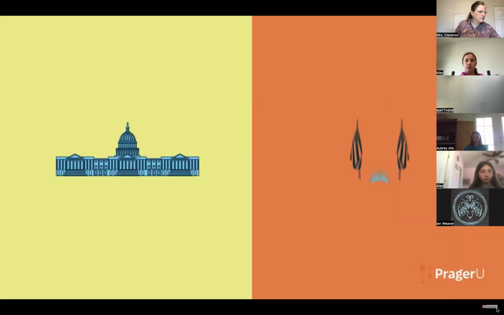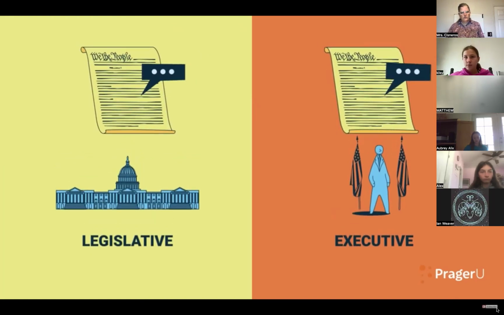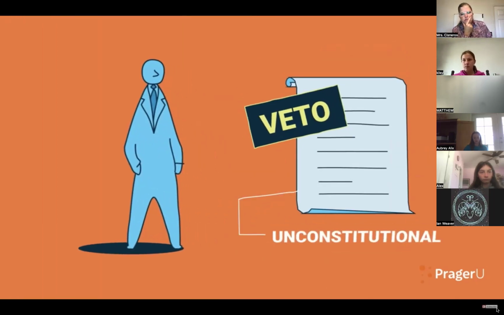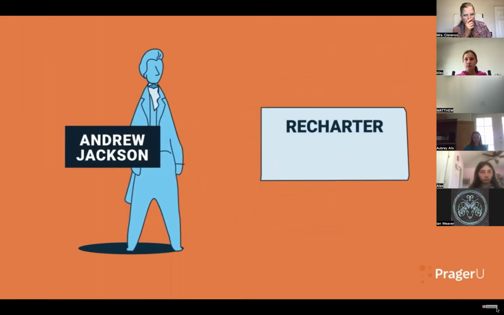What about the ability to declare laws unconstitutional? Didn't that belong to the courts? Yes, but that didn't make the courts the only authority on the Constitution. As understood by the framers, the legislative and executive branches have their own duty and power to interpret the Constitution when doing their jobs. For example, presidents have vetoed bills they considered unconstitutional. That's what Andrew Jackson did when he refused to recharter the National Bank in 1832.